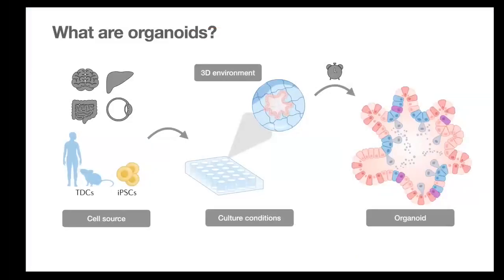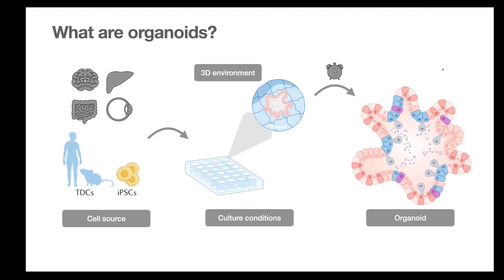So maybe just for starters, a tiny introduction to organoids. What are organoids? In principle, organoids allow you to take either tissue-derived cells or induced pluripotent stem cells and seed them in culture in a 3D environment, most often using Matrigel, for example, and applying the right morphogen compositions and chemical stuff, and adding some time.